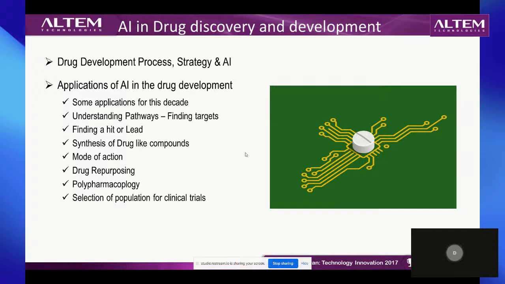Synthesizing drug-like compounds is again a very huge task for the synthetic chemist. What is the mode of action of your drug? Agonist, antagonist, partial agonist or partial antagonist? That requires still more knowledge. Drug repurposing: if I have taken certain drugs, how am I going to repurpose them? Polypharmacology, selection of population for clinical trials. For all these domains, we can apply artificial intelligence.